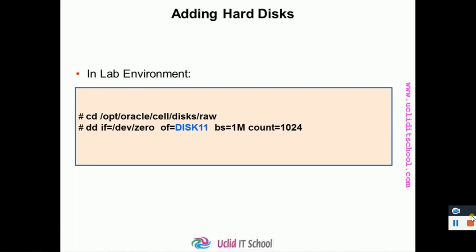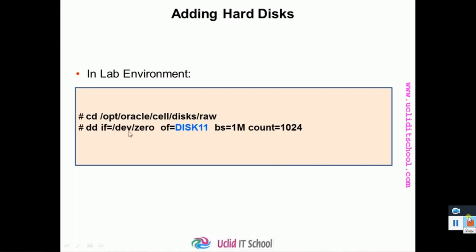And in the lab environment, all the hard disk devices are created under the /opt/oracle/cell/disks/raw directory. So this is the directory where the disk devices should be created so that your storage server can detect them. And we are using the Linux dd command to create a device. Okay, and this is the syntax of the dd command.